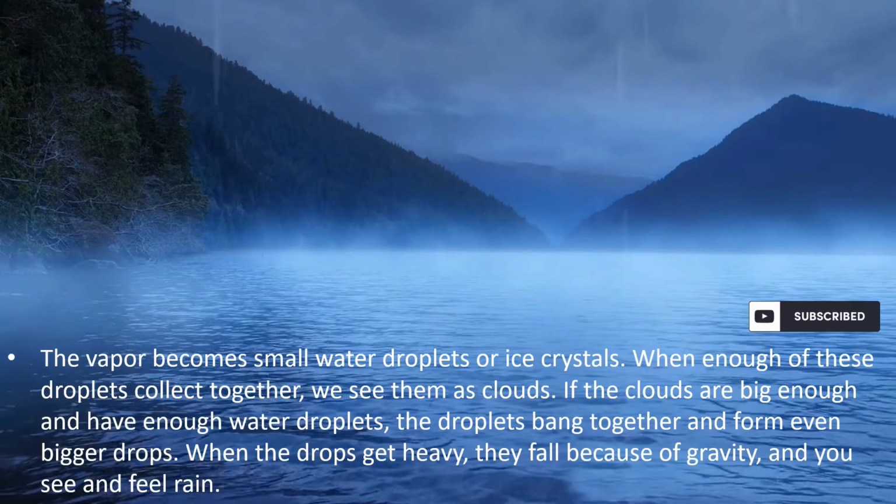The vapor becomes small water droplets or ice crystals. When enough of these droplets collect together, we see them as clouds. If the clouds are big enough and have enough water droplets, the droplets bang together and form even bigger drops. When the drops get heavy, they fall because of gravity, and you see and feel rain.